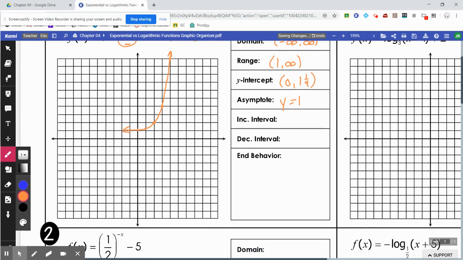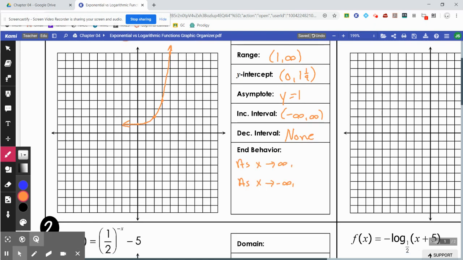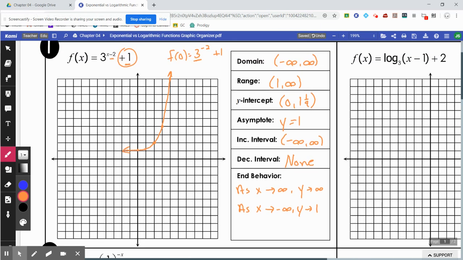Your increasing interval, this is constantly increasing, never decreasing. And your end behavior, as you travel to the right, your graph goes up. As you travel to the left, your graph approaches the asymptote line, which is y equals 1.